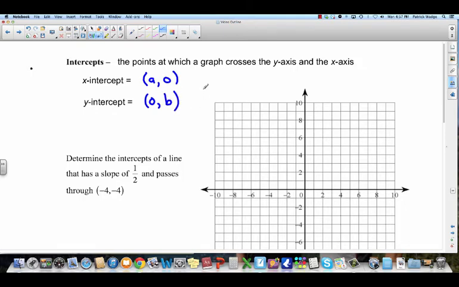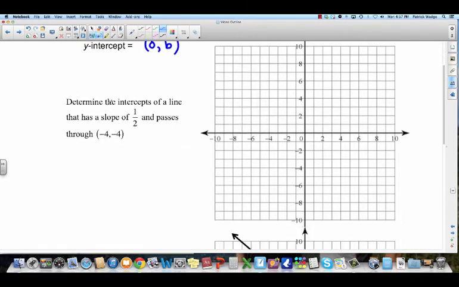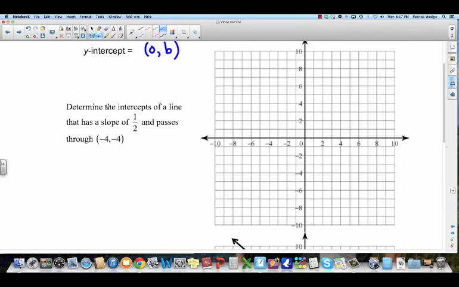All right, I think we actually already talked about that before. So, determine the intercepts of a line that has a slope of 1/2 and passes through negative 4, negative 4. It's practically the same thing we just did, except this time we're going to say what the intercepts are. So we can do this pretty quickly. It passes through negative 4, negative 4, and it has a slope of 1/2, so we're going to rise 1, and we're going to run 2.